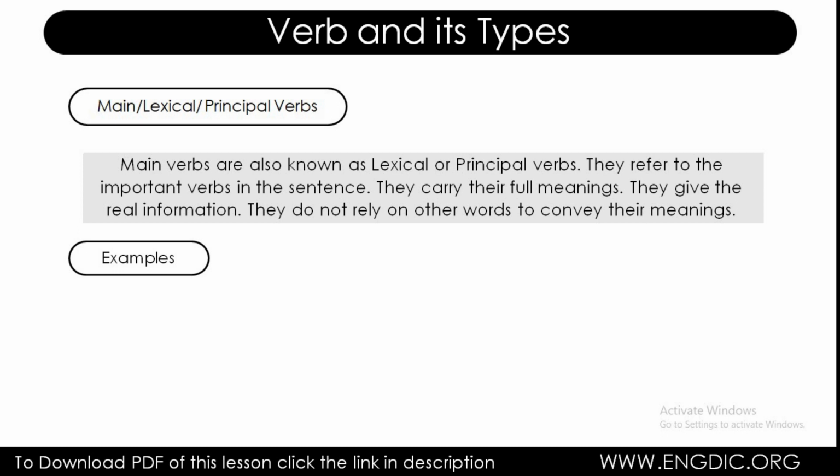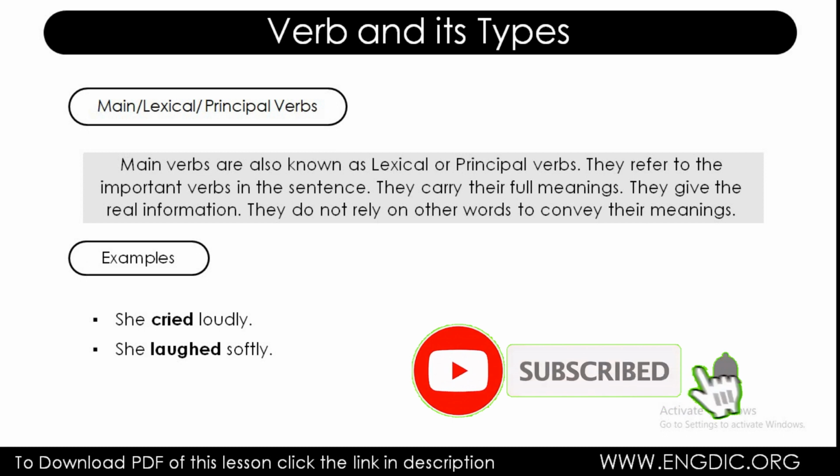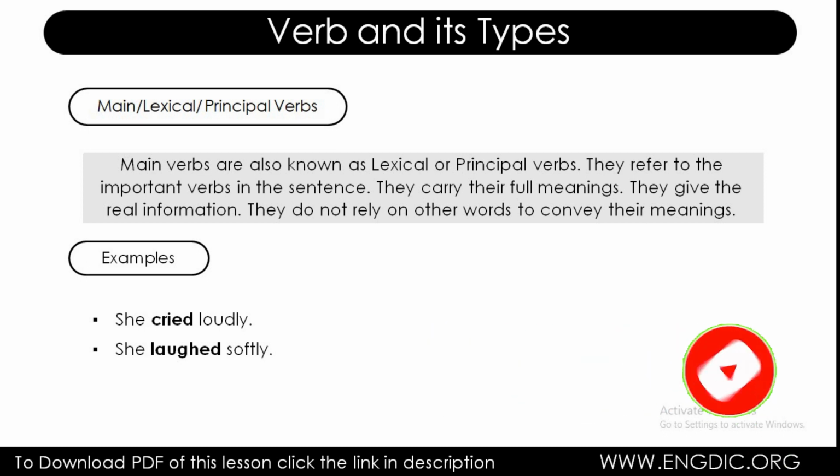For example, number 1: She cried loudly. Here, cried is the main verb. Number 2: She laughed softly. Laughed is the main verb in this sentence.